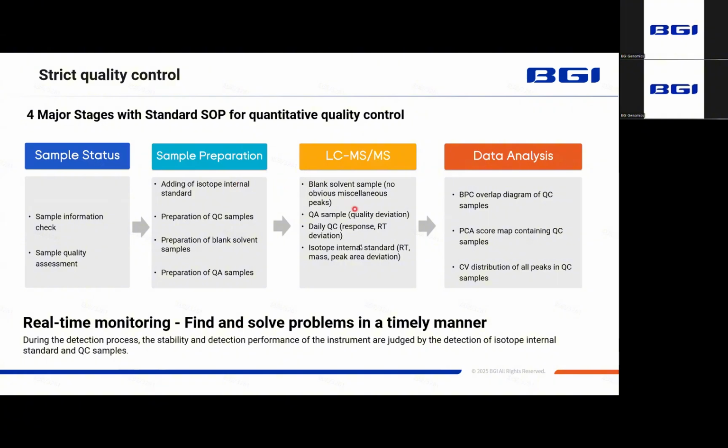And then finally, in the data analysis, we will first analyze the QC sample. Like I said before, the overlap analysis and PCA, CV, and heat map are used to check the QC sample's performance. So only after the quality control has passed, we will move forward to analyze the customer's samples.